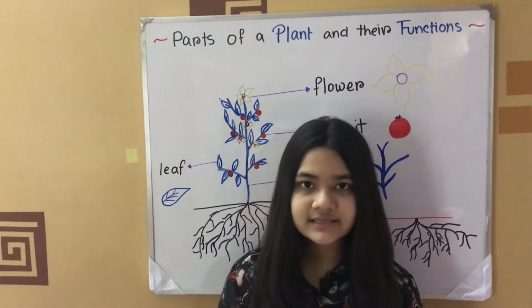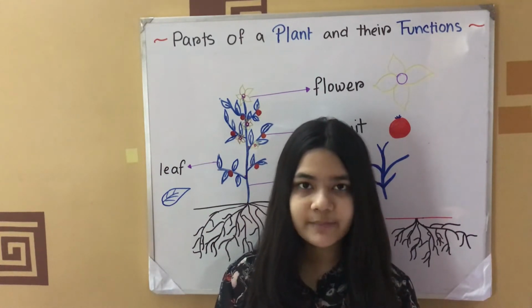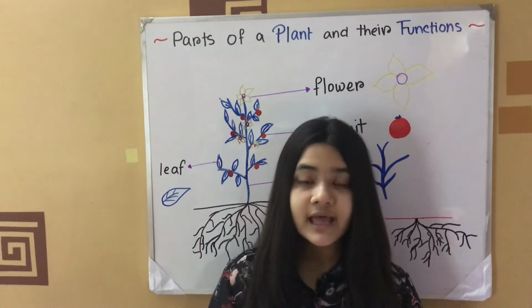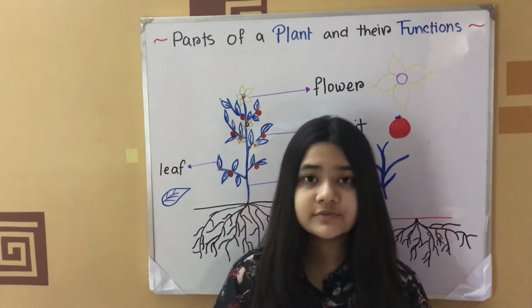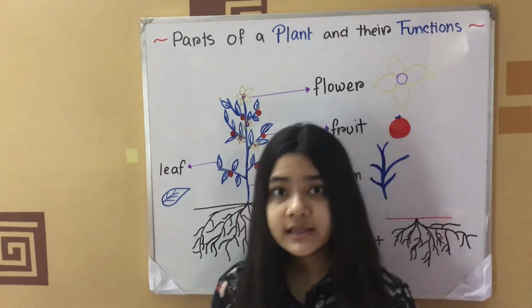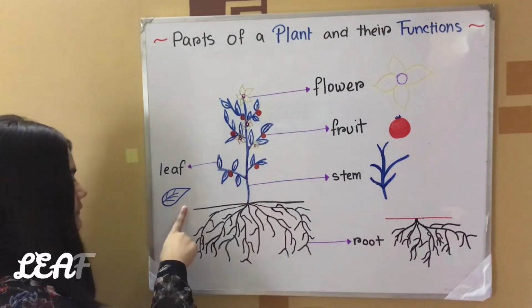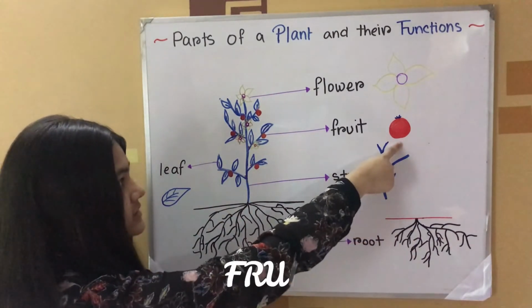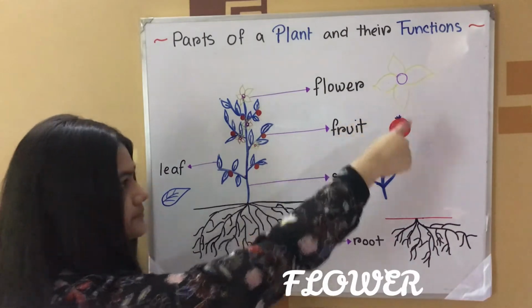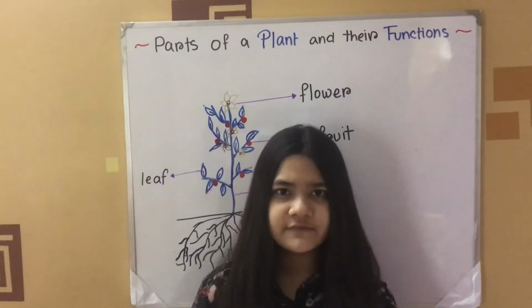Aparna, and in today's science lesson we are going to learn about the different parts of a plant and their functions. Plants are living things and they have 5 main different parts which help them to do different tasks. They are leaf, root, stem, fruit and flower. So what are the functions of these different parts?